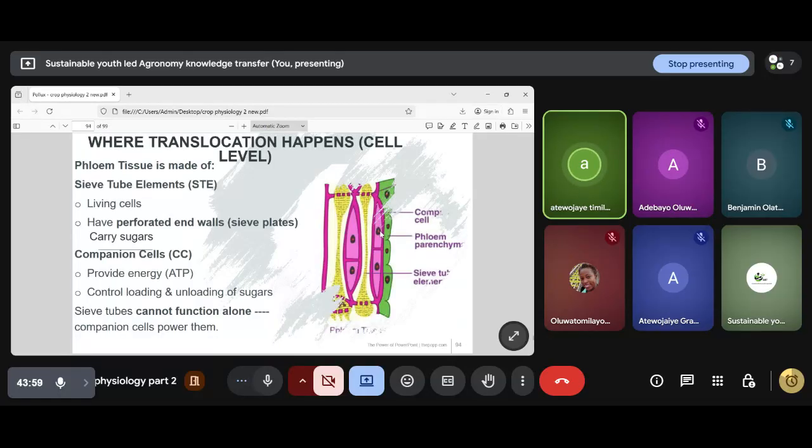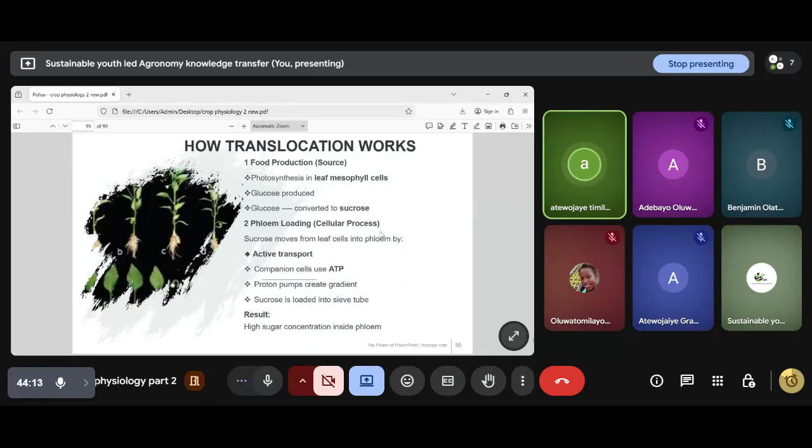So you can see the importance of this. So from the source, that's how plants move nutrients inside the plant. So let's move on. The phloem is made of living cells; the companion cell provides energy and controls the loading and unloading of sugar. So let's move on. So you can see that it's the phloem that helps movement of food.